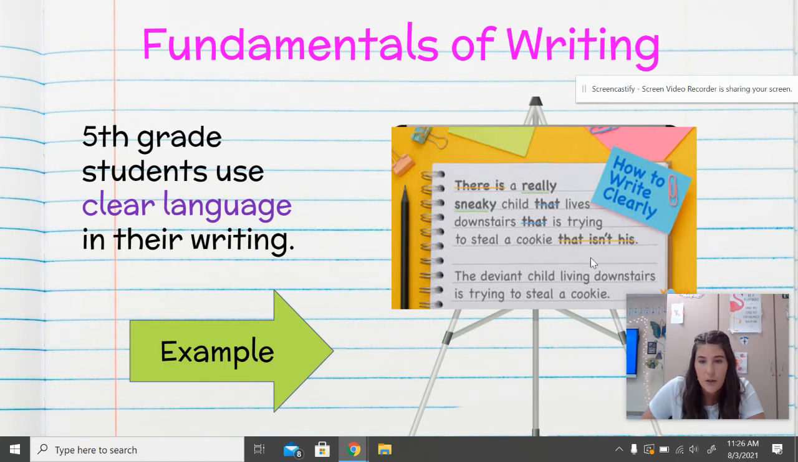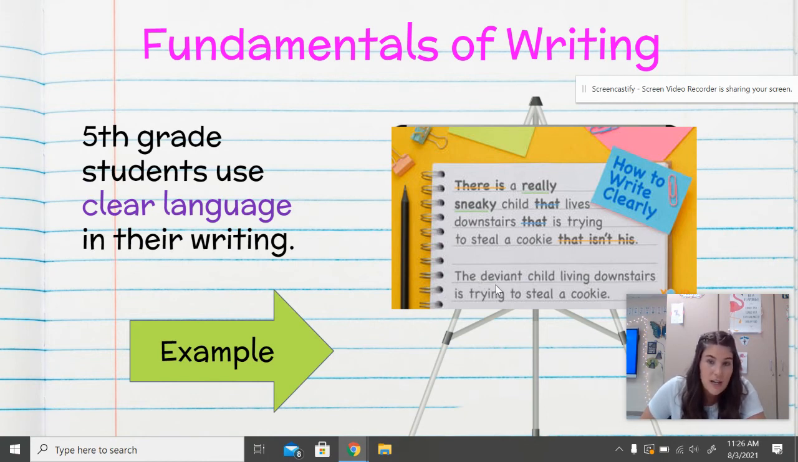If you look over here at this example, the first thing it says, this is what the child put, and then after they're revising, they were able to use a little bit more clear language. So notice the things they crossed out. It says, there is a really sneaky child that lives downstairs that is trying to steal a cookie that isn't his. A lot of that is really wordy. And notice how they were able to break that sentence down they wrote into a more clear sentence that had a clear meaning to it.